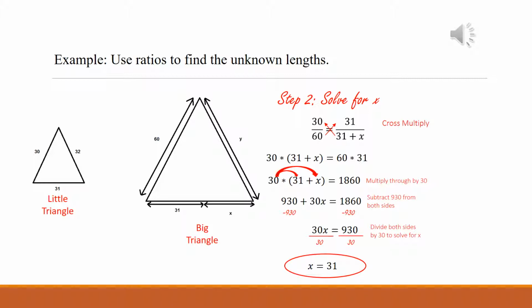Now I'm going to multiply through by 30. So 30 times 31 is 930. And then 30 times x is 30x. Now again, I'm trying to get x by itself, so the next thing we should do is subtract 930 from both sides. If you subtract 930 from the right hand side, that gives you 1860 minus 930, which is 930. Our last step is to divide both sides by 30 to solve for x. That gives you your final answer, which is 930 divided by 30, which is 31.